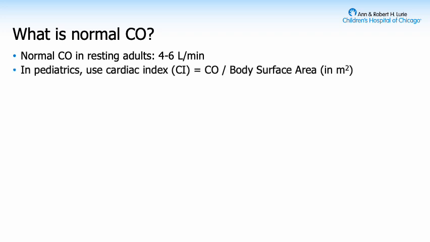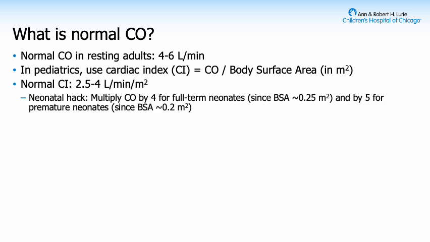What is a normal cardiac output? In resting adults, normal cardiac output is 4 to 6 liters per minute. In pediatrics, we use something called the cardiac index, or CI, and that is cardiac output normalized to body surface area in meters squared. And in pediatrics, a normal cardiac index is 2.5 to 4 liters per minute per meter squared.